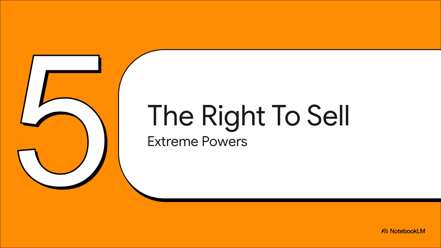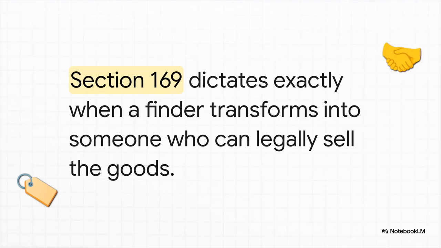Next heading. Heading number 5, the right to sell. This heading covers the most extreme power granted to the Quasi-Bailee. Spotlight Section 169 right now. Write it in the margin. This is the ultimate statutory anchor for the right of sale that you absolutely must memorize. Section 169 dictates exactly when a mere finder magically transforms into someone who can legally transfer title to a completely new buyer.